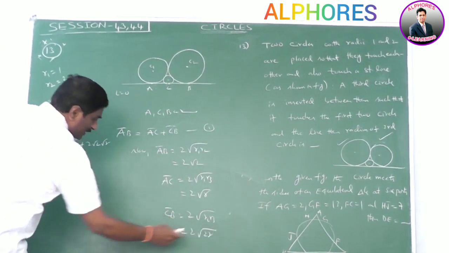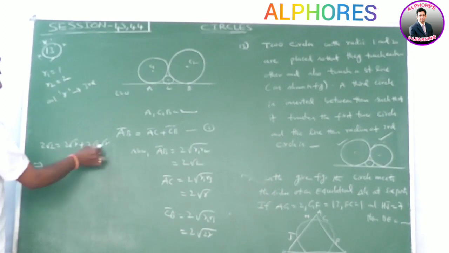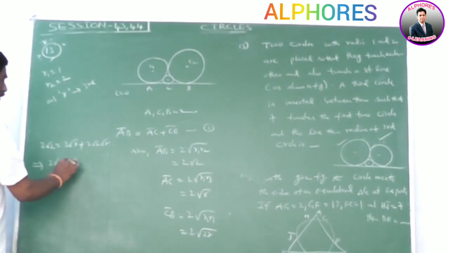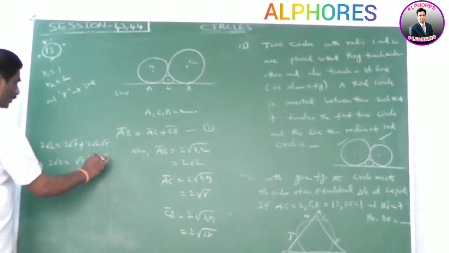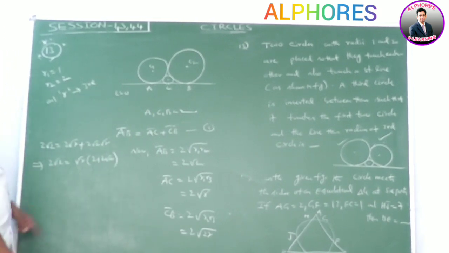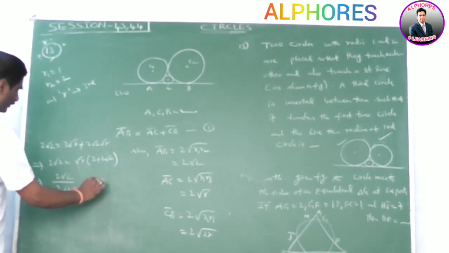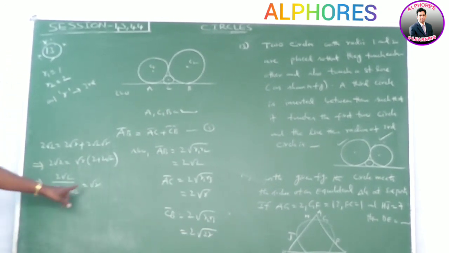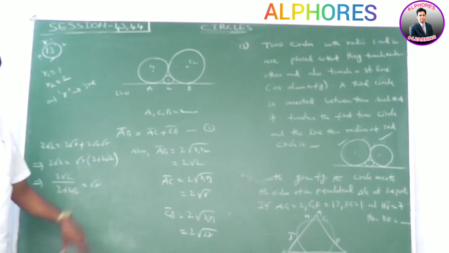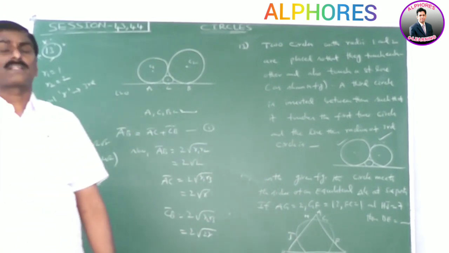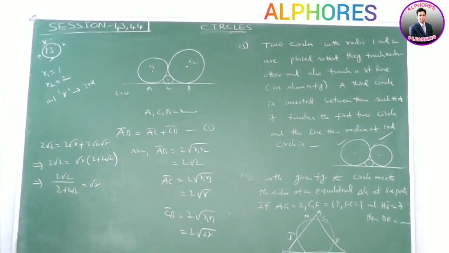Okay. Root AB means root A into root B. What is the common term here? Root R. 2 root 2 is equal to root R into 2 plus 2 root 2. Here 2 is the common term. Okay. 2 root 2 by 2 plus 2 root 2 is equal to root R. By squaring on both sides, we get the R value. R is equal to 2 root 2 by 2 plus root 2 whole square. Simplify that value, we get the radius of the third circle. Very important.